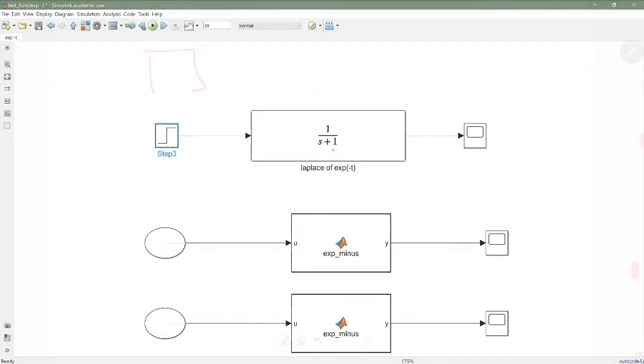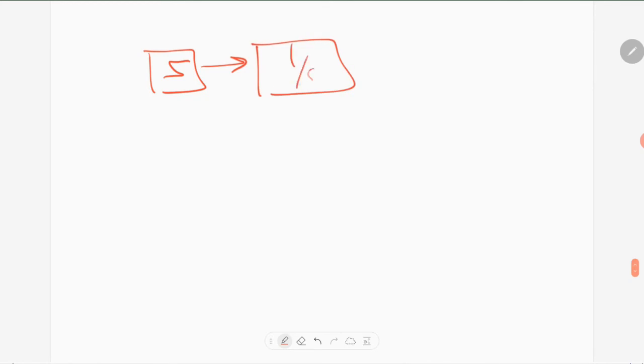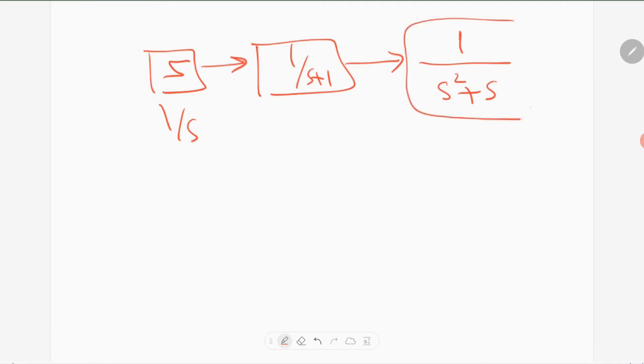And like this, we have a step, and we have a transfer function s plus 1, and the resulting thing would be, if this is 1 over s, this will be 1 over s squared plus s. And the actual thing that Matlab simulates is this with respect to time.